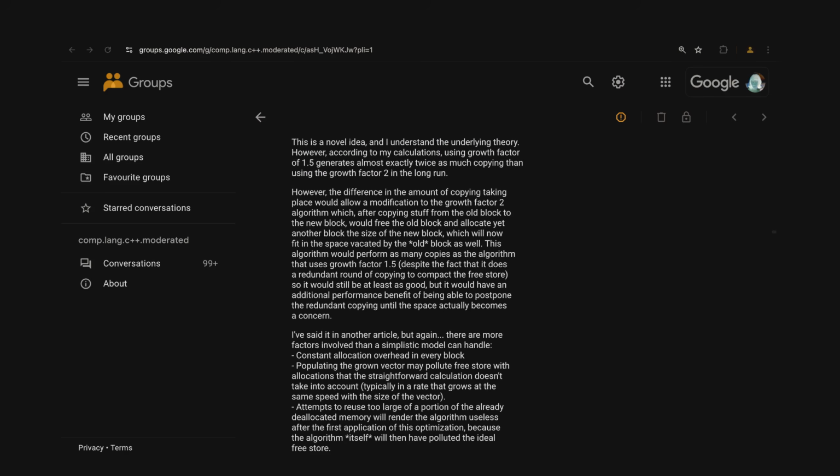I'll start by reading you the comment. It's from Risto Lankinen on a thread discussing the ideal resizing factor and why Microsoft C++ uses 1.5. And I just love how this comment starts as well. It's just, you know the thread's going to get good from this point. Here we go. This is a novel idea, and I understand the underlying theory.